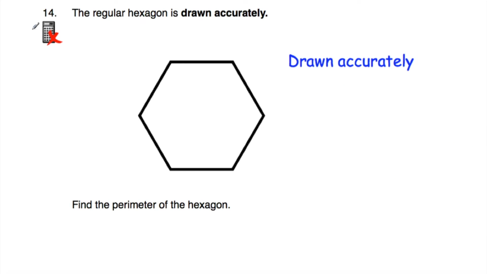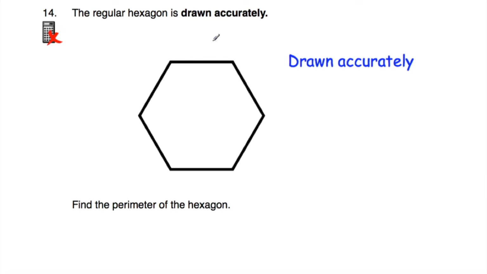Okay, let's have a look at our next question, question number 14. So question number 14 says this regular hexagon is drawn accurately, and we've been asked to find the perimeter of the hexagon. Now it's a regular hexagon, that means all the lengths have got the same size, so the length of this side and this side and this side and this side and this side and this side are all the same.